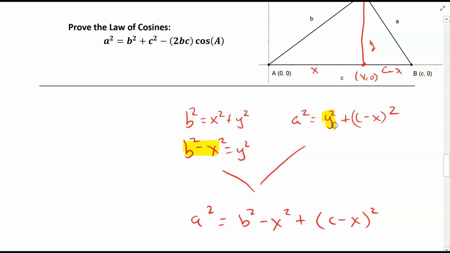I substituted in for y squared. Why did I substitute the left equation into the right equation instead of vice versa? I want the a squared by itself. So that's why I chose to rearrange and substitute the way I did. Could you have substituted the other direction? Yeah, you just have more rearranging to do at the end, but this is going to be a little bit quicker.